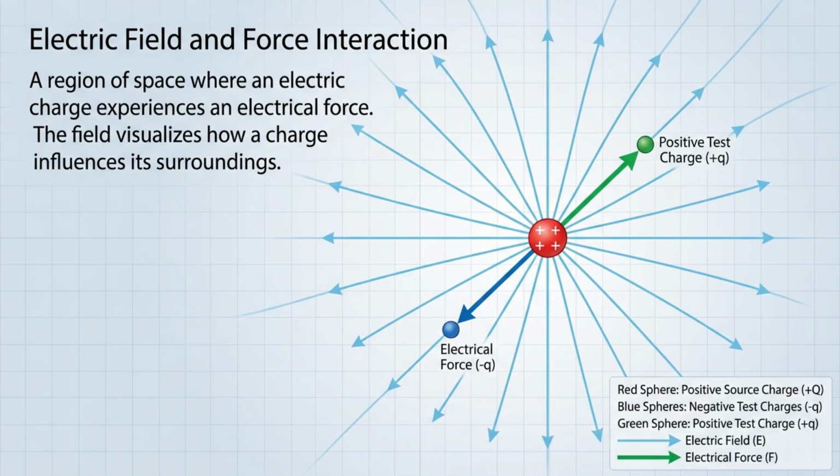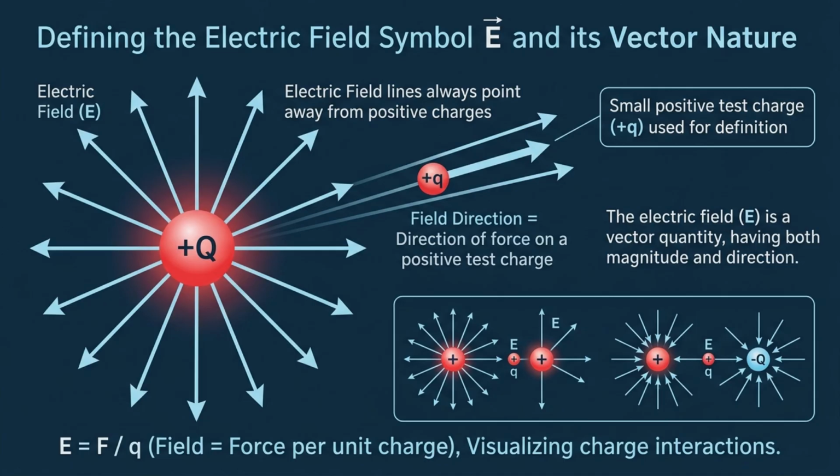An electric field is a region of space in which an electric charge experiences an electrical force. It describes how a charge influences its surroundings and provides a way to predict the force that another charge would experience at any location. The electric field is represented by the symbol E and has both magnitude and direction. By convention, the field direction is defined as the direction a positive test charge would move if placed within the field. This allows engineers and physicists to visualize how charges interact.